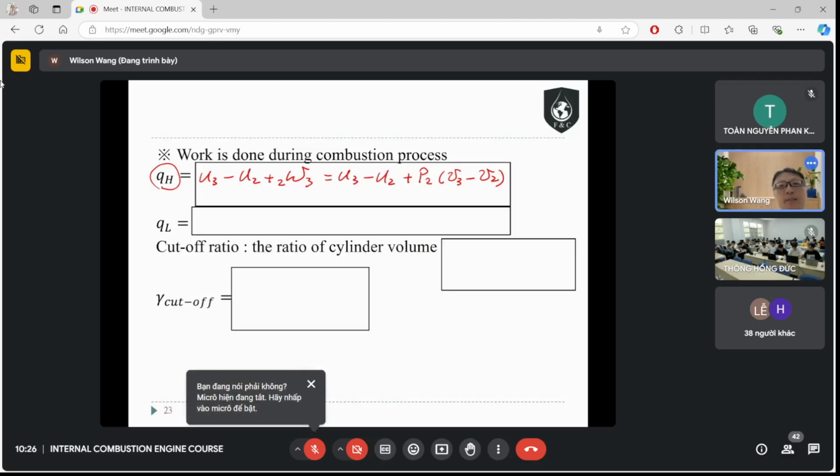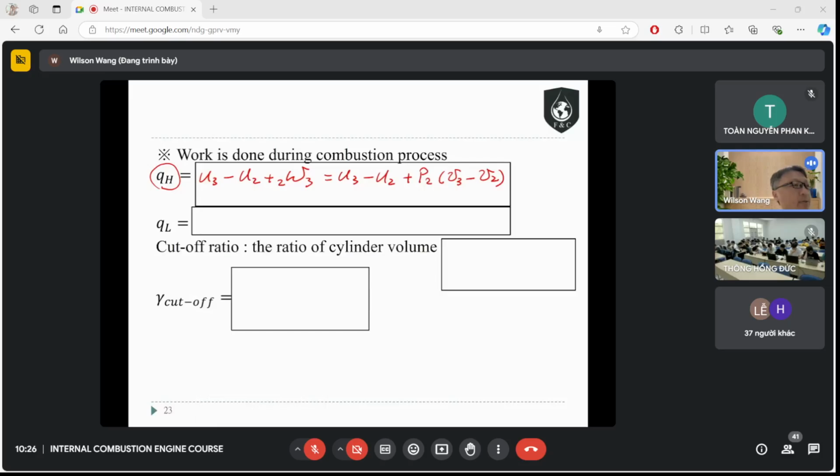But boundary work, like we have a piston, the piston moves and we have a volume change. Based on the volume change, we have the work, right? So U plus PV is the enthalpy. So H3 minus H2 goes to Cp times T3 minus T2, CpdT, right? For QL, there's no work done, so this is Cv times T4 minus T1, same as the Otto cycle.